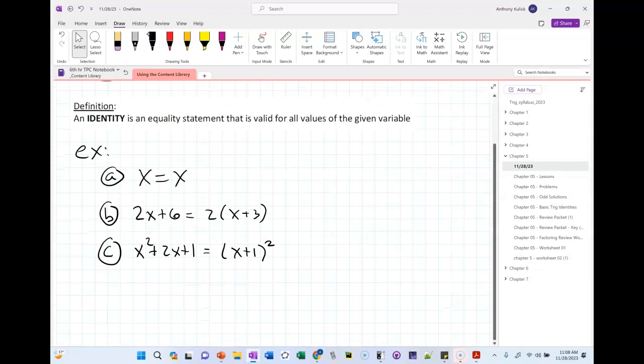Now, can you guys think of, well, I should say, actually, we've discussed several trig identities already. Can you think of a relationship between sine, cosine, tangent, secant, cosecant, cotangent that we've already used? Let me give you a hint. Well, let me give you an example. There's a relationship between sine and cosecant. What's that relationship?